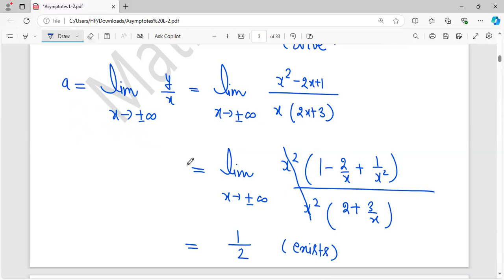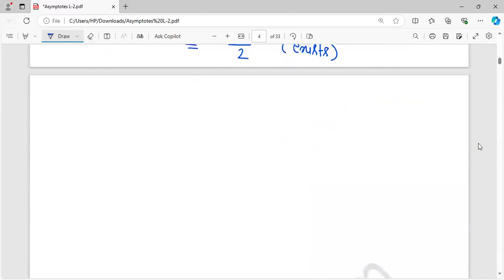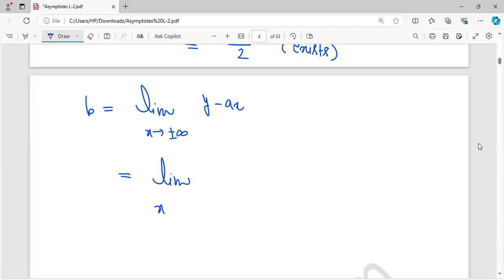Now what is b? b is equal to the limit as x tends to plus minus infinity of y minus ax. What is this? What is y? (x square minus 2x plus 1) upon (2x plus 3) minus 1 by 2 x. So solve it, what will we get?